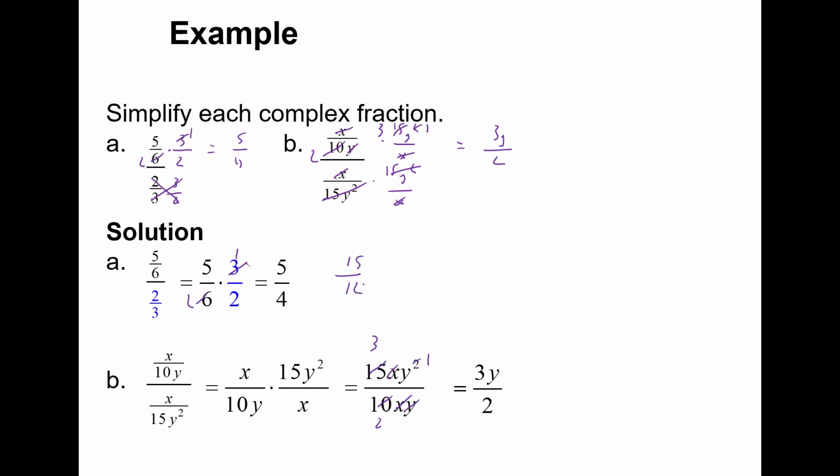Now we have to think about it: 3 goes in here 4 times, 3 goes in here 5 times, so we get 5 fourths. Okay, so that's kind of what they did here. Whereas here they did multiply it out, and then after that they reduced it, but they didn't again show the reducing step.